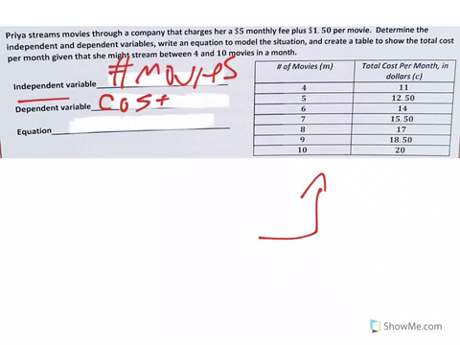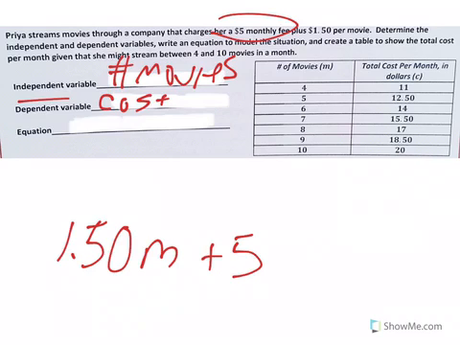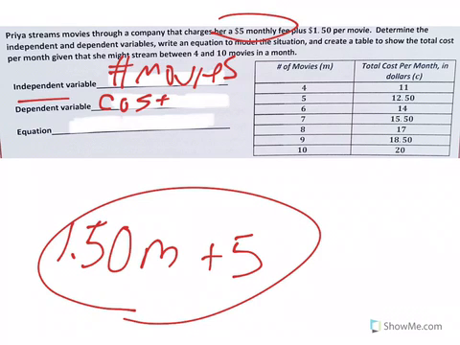So the equation here would be, if it's $1.50 per movie, that would be $1.50 times M, right? We'll say M for movie. So if you watched 5 movies, it'd be $1.50 times 5. If she watched 10 movies, it'd be $1.50 times 10. So that is what is always changing, plus $5 because she has a $5 monthly fee. So our equation would be $1.50 times the number of movies plus 5 because she pays a $5 fee no matter what. The $5 fee doesn't matter how many movies she watches.